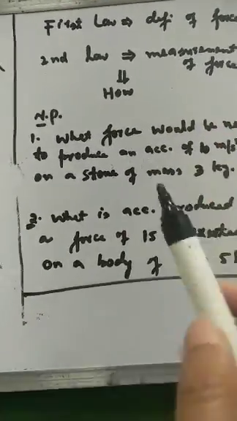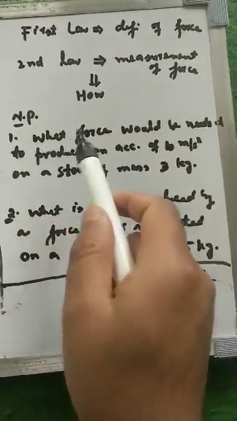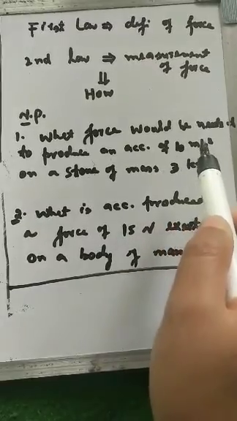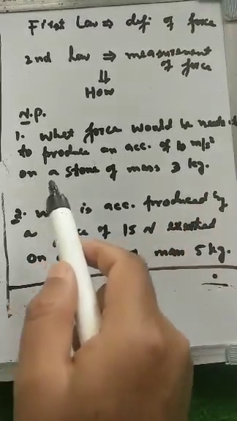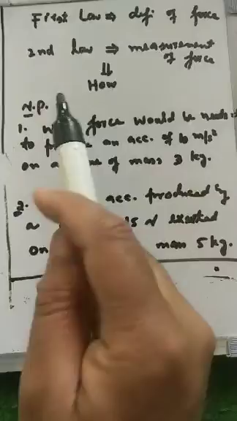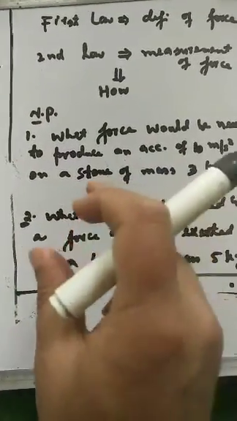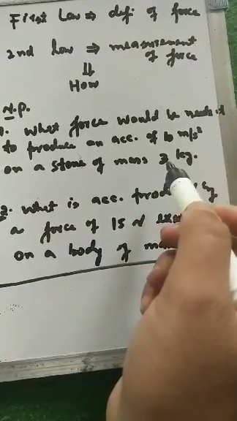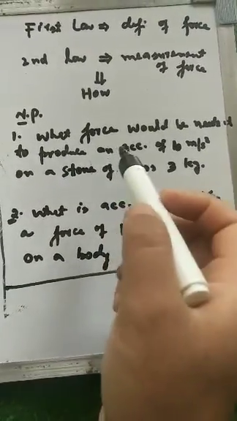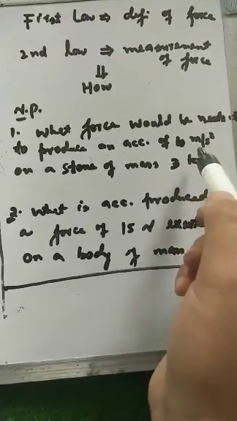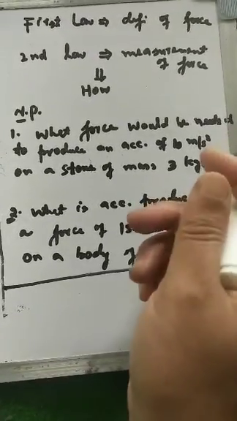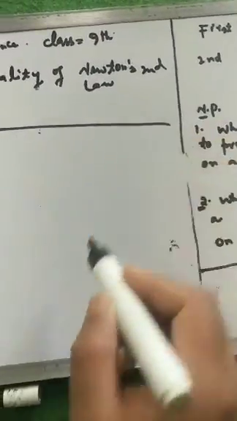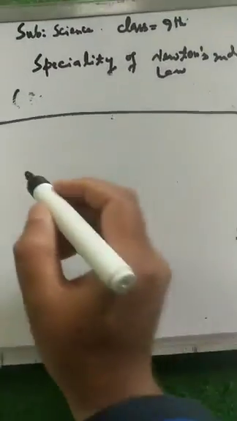इसके लिए मैंने यहाँ न्यूमेरिकल ली है एक क्वेश्चन. What force would be needed to produce an acceleration of 10 meter per second square on a stone of mass 3 kilogram? यहाँ हमें फोर्स मेजर करना है. एक स्टोन है, इसका मास 3 किलोग्राम है, इसको हमें एक्सेलरेट करना है with this acceleration 10 meter per second square. हमें कितना फोर्स अप्लाई करना है स्टोन को, हम यहाँ निकाल सकते हैं. This is the measurement, this is the force.